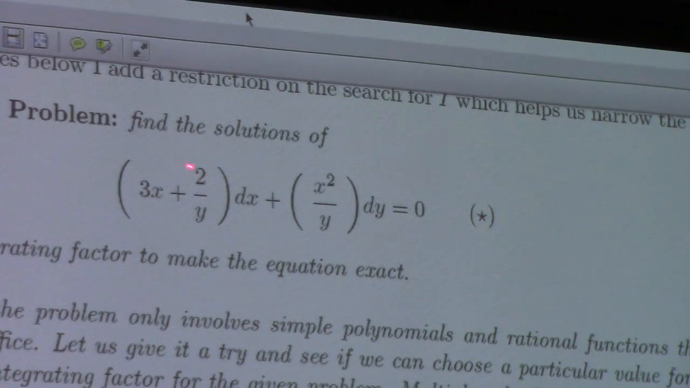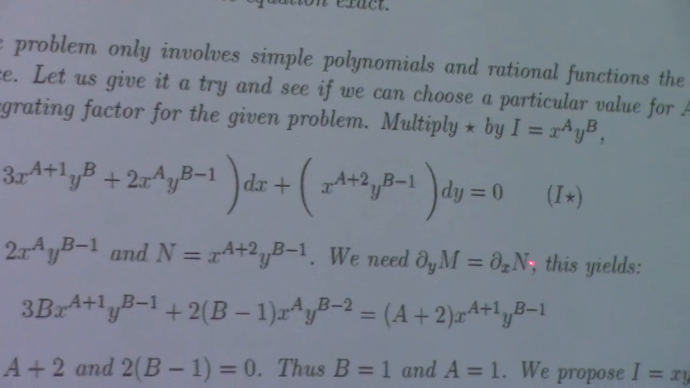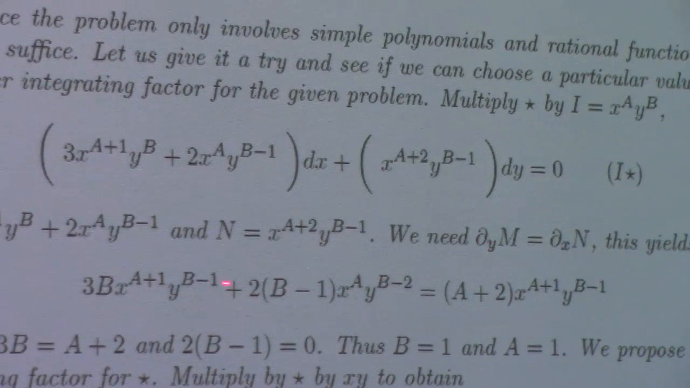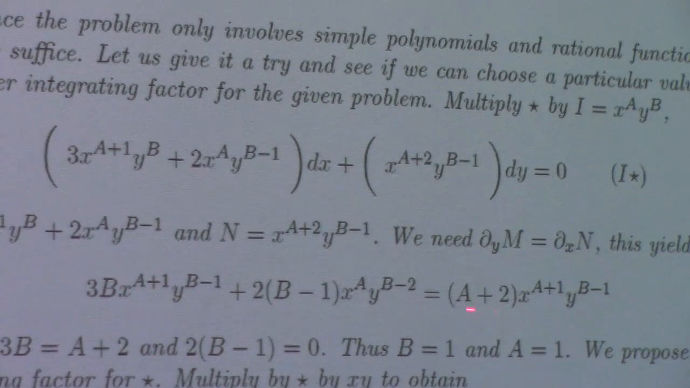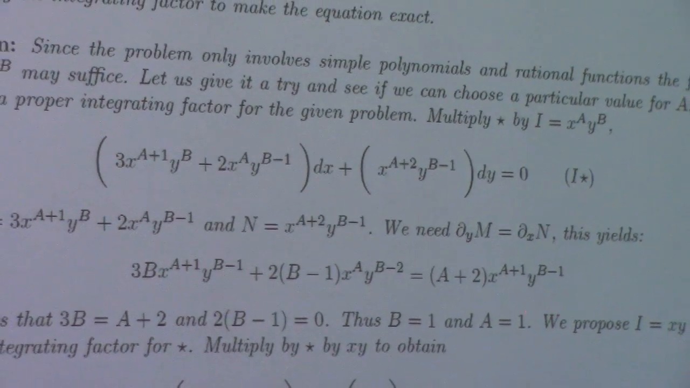And so I just multiply x to the a, y to the b in here and distribute, use my laws of exponents and so forth, algebra basically, and then I apply the exactness condition, right? Partial y of M is equal to partial x of N, and that gives me this equation. But the only way these two can be equal is if they have matching coefficients for like powers.